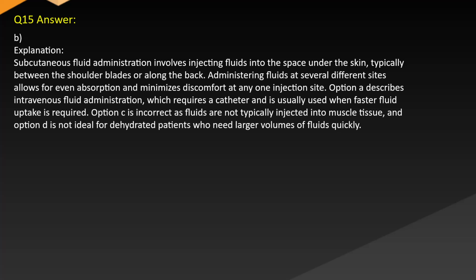Answer B. Explanation. Subcutaneous fluid administration involves injecting fluids into the space under the skin, typically between the shoulder blades or along the back. Administering fluids at several different sites allows for even absorption and minimizes discomfort at any one injection site. Option A describes intravenous fluid administration, which requires a catheter and is usually used when faster fluid uptake is required. Option C is incorrect, as fluids are not typically injected into muscle tissue, and option D is not ideal for dehydrated patients who need larger volumes of fluids quickly.